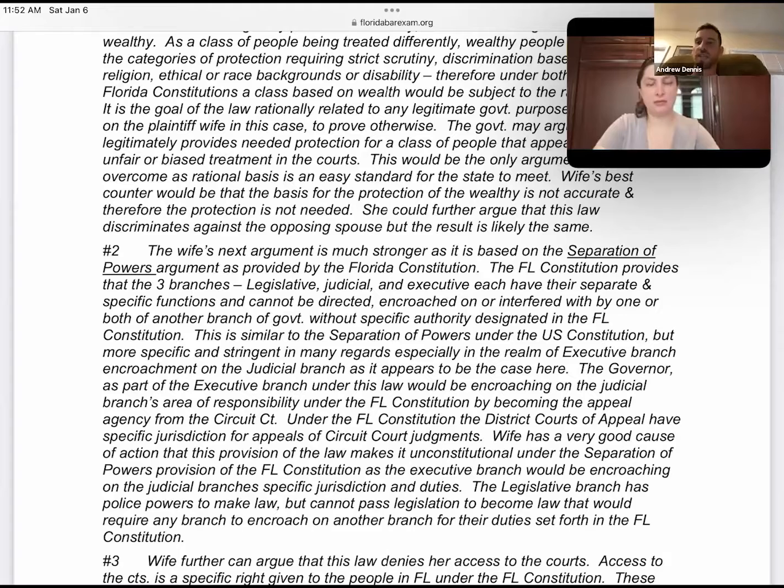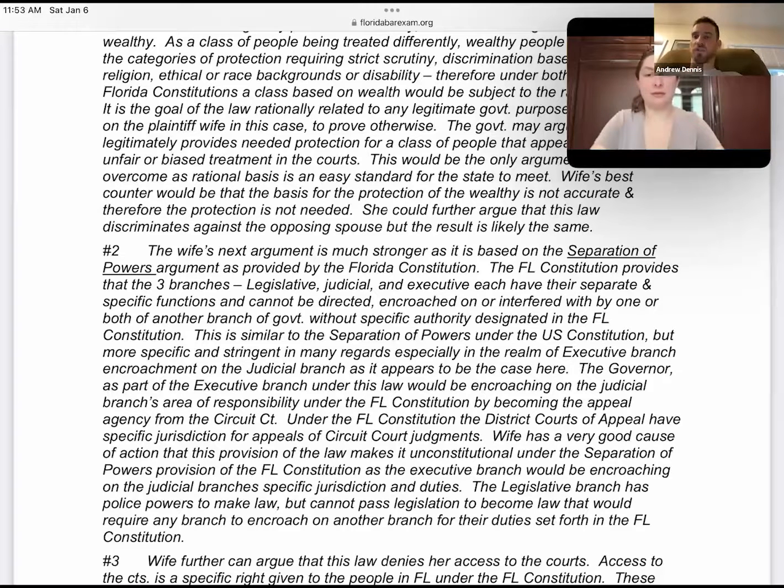This is similar to the separation of powers under the U.S. Constitution, but more specific and stringent in many regards, especially in the realm of executive branch encroachment on the judicial branch, as appears to be the case here. The governor, as part of the executive branch under the law, and think of the governor like you think of the president, right? He's the king of the state, kind of. Don't use that word, but just kind of think of it.